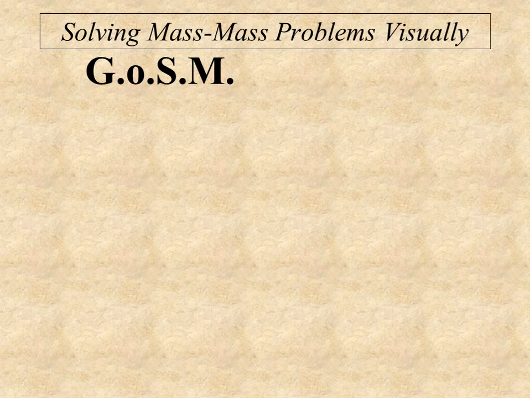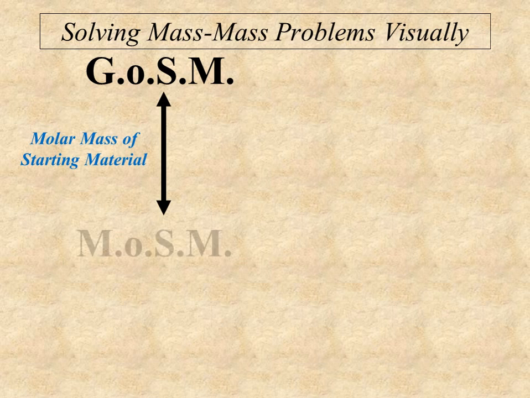So to convert from grams of your starting material to moles of your starting material, we need to use the molar mass of that starting material. Molar mass being grams per 1 mole of that material. That value is obtained by using the chemical formula for that starting material and the masses from the periodic table.